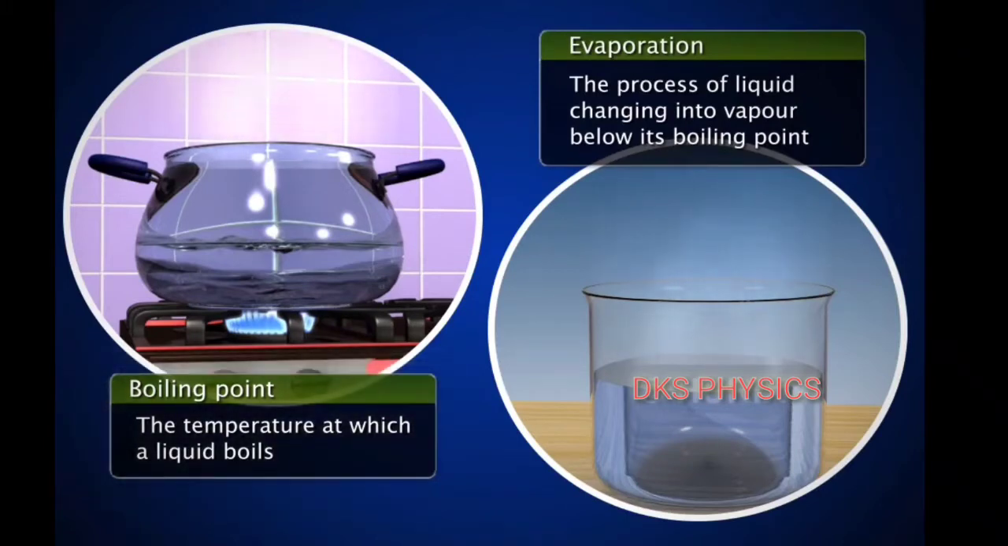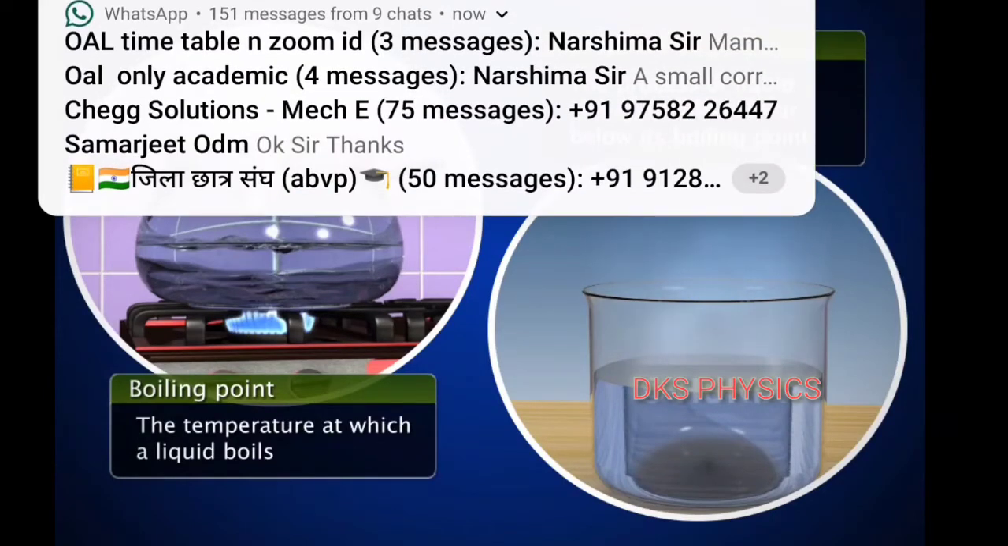Boiling occurs throughout the liquid. Evaporation occurs only at the surface of the liquid. Bubbling is noticed during boiling, whereas there is no bubbling during evaporation.